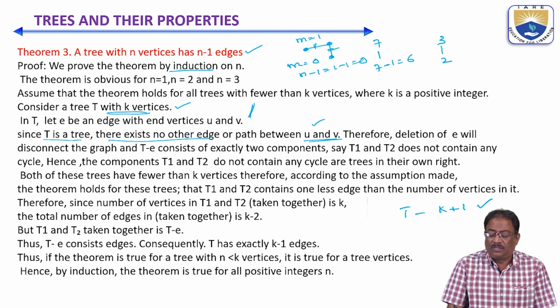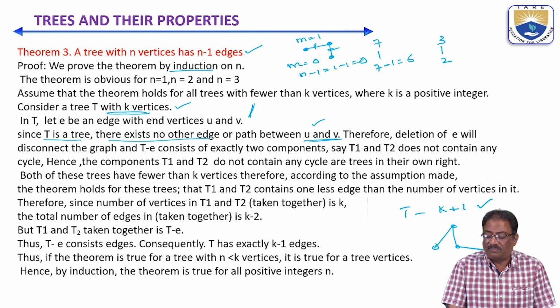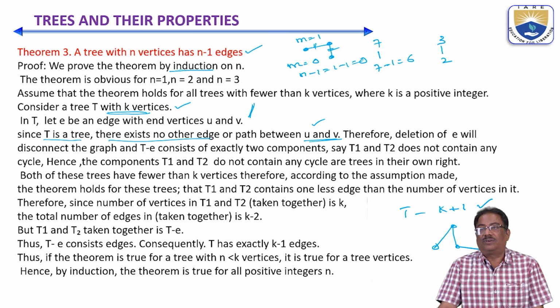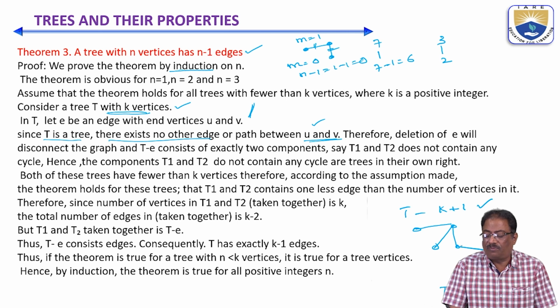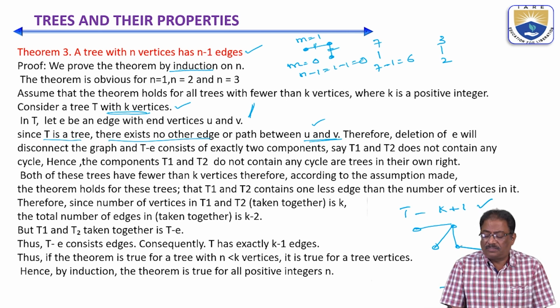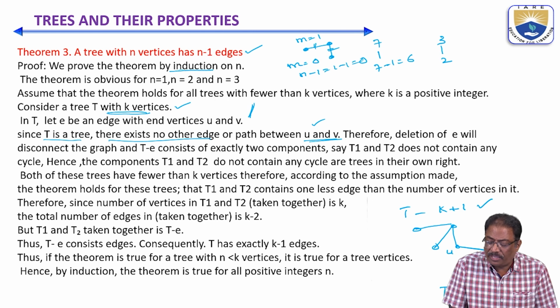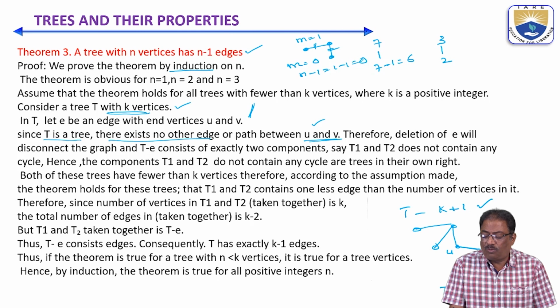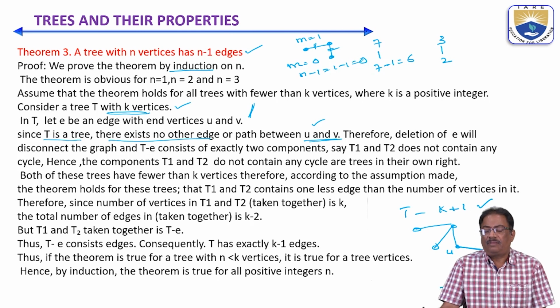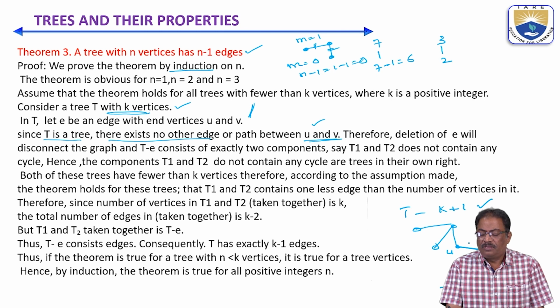So suppose I consider a tree which is having k plus 1 vertices. Let us assume that this is the tree which is having k plus 1 vertices. Now here I am connecting, let us say, u and v, any two vertices in this, and there is only one path connecting them. I am going to take the edge as E.